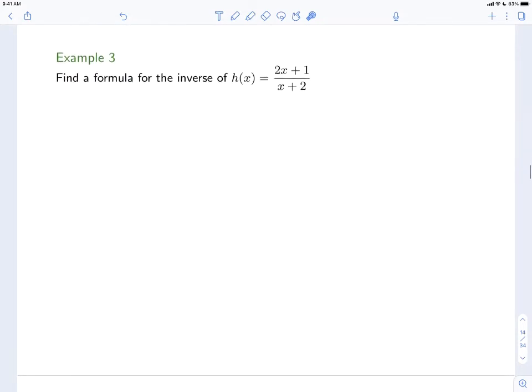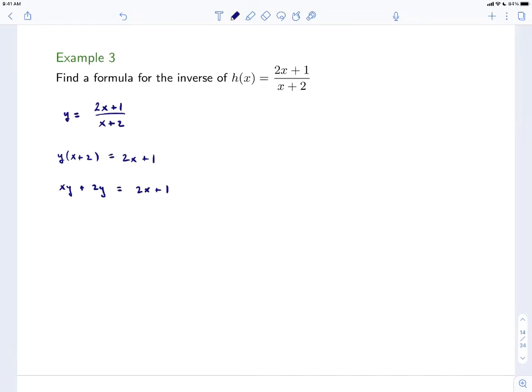Let's do another one. Find a formula for the inverse of h of x equals 2x plus 1 quantity divided by x plus 2. So how do we do this? Well, we're going to do it in the same way. You start with y equals h of x, which in this case is 2x plus 1 divided by x plus 2. And again, you want to solve for x in terms of y. So the first thing that we do is we multiply both sides by x plus 2. That's equal to 2x plus 1. So we're going to write this as x times y plus 2y is equal to 2x plus 1.